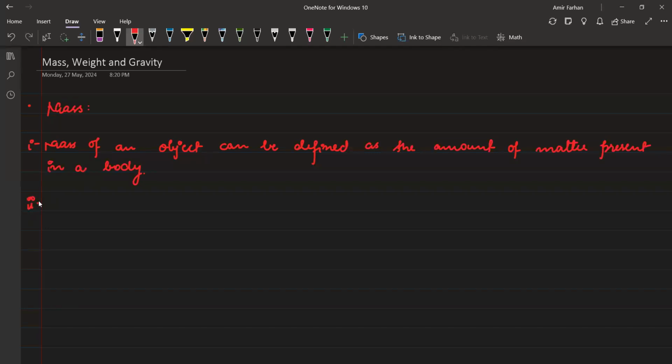Next thing about the mass is that the magnitude of mass does not change. Irrespective of any place in the universe, if you take the mass anywhere in the universe, it will remain the same. If I'm saying that I have 60 kg of mass, it means that it will be the same in every part of this universe. It will not change. Clear?